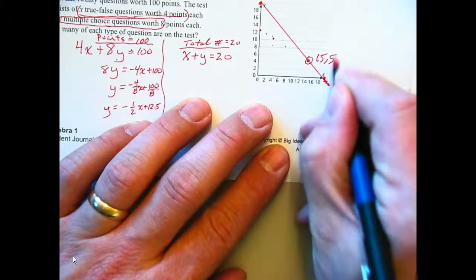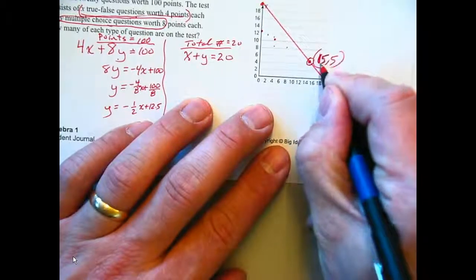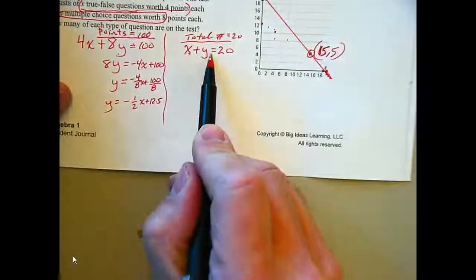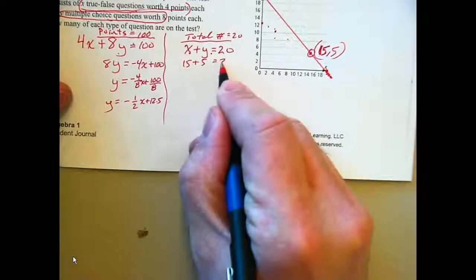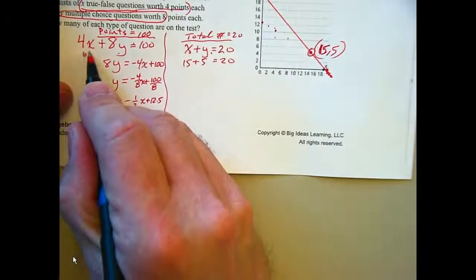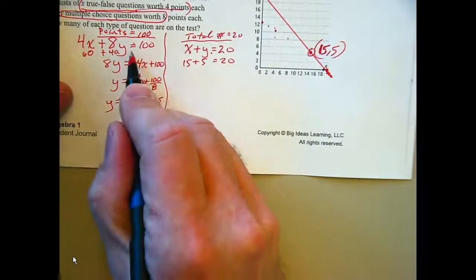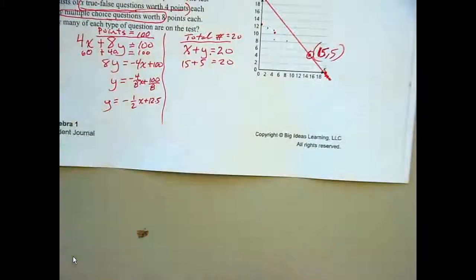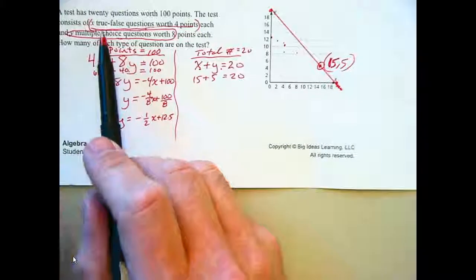How do we check that? Plug it in. Yeah, plug it in. That works there. 15 plus 5 is 20. Good. Works out. We got it. All right, so 15 true-false, 5 multiple choice.